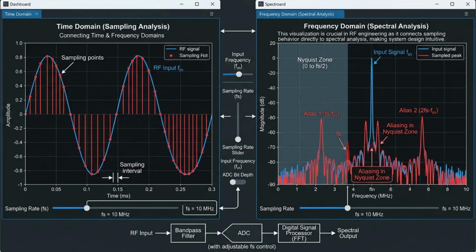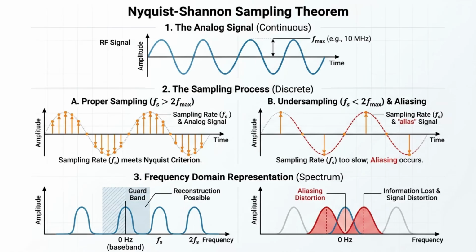This view is extremely important in RF engineering because it connects sampling behavior directly to spectral analysis, making system design more intuitive. The Nyquist theorem is fundamental in all digital RF systems, including communication receivers, software-defined radios, and radar processing systems. It determines how fast analog signals must be sampled to preserve all spectral information.